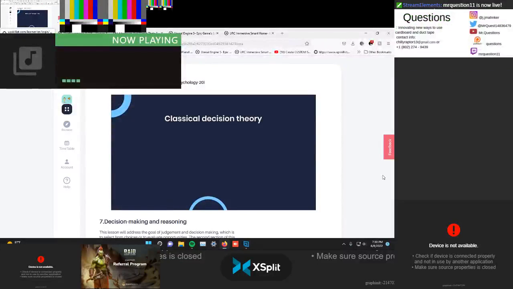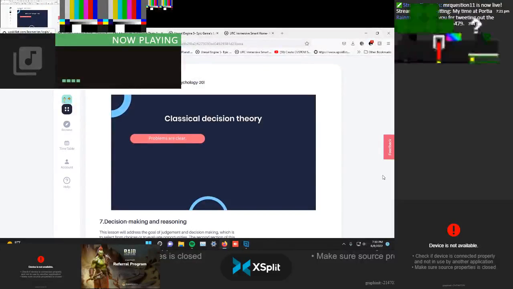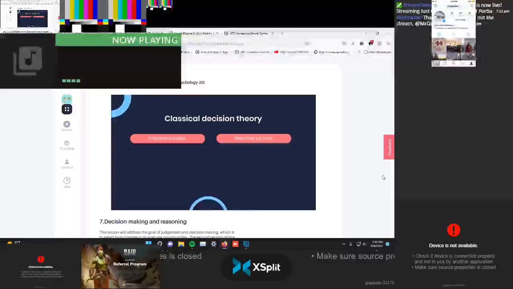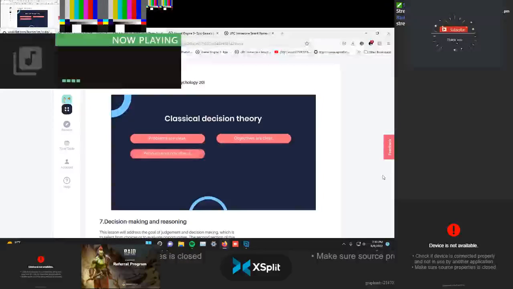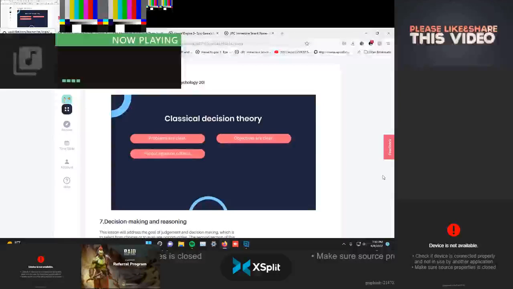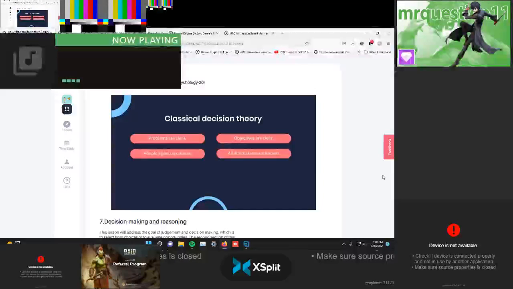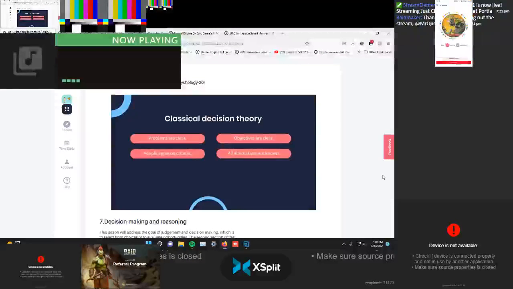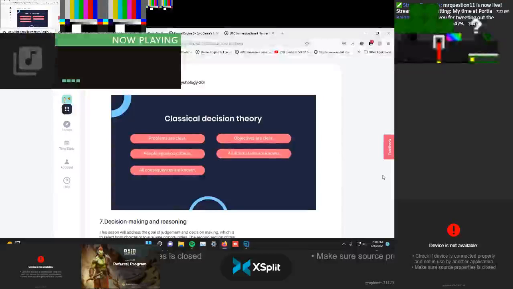This theory assumes that problems are clear, that objectives are clear, that people agree on criteria and weights of decisions, that all alternatives are known, that all consequences can be anticipated, and that decision-making is rational.